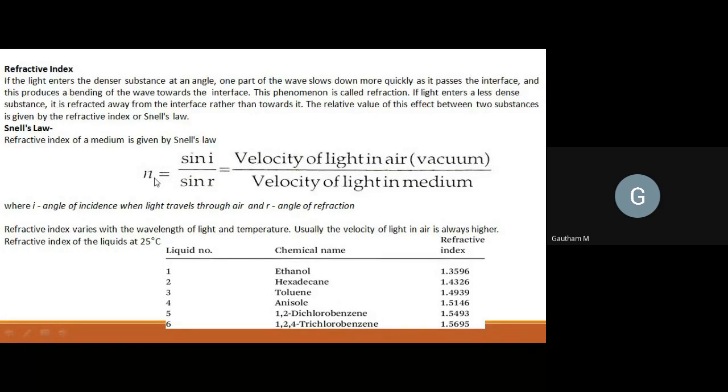Is it clear for you? The definition of refractive index? And the law which deals with this is known as Snell's law. Again, refractive index is based on the temperature also. So here you can see the refractive index of ethanol is about 1.36. Hexadecane, the refractive index is about 1.343. Toluene has a refractive index of 1.49.